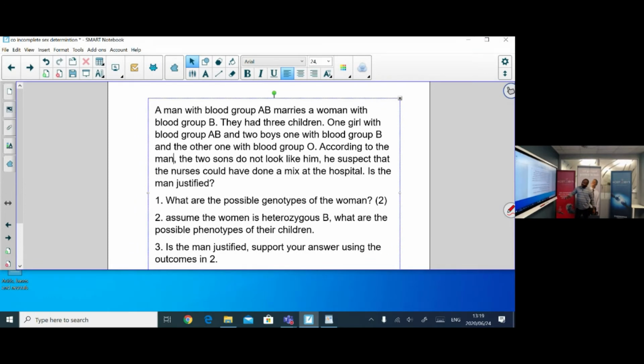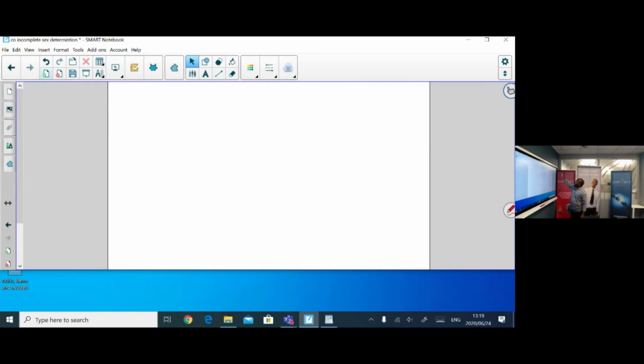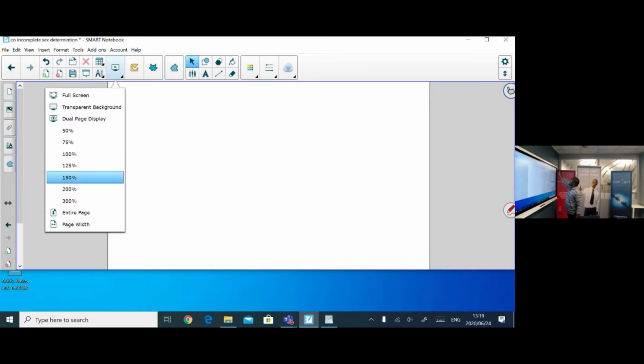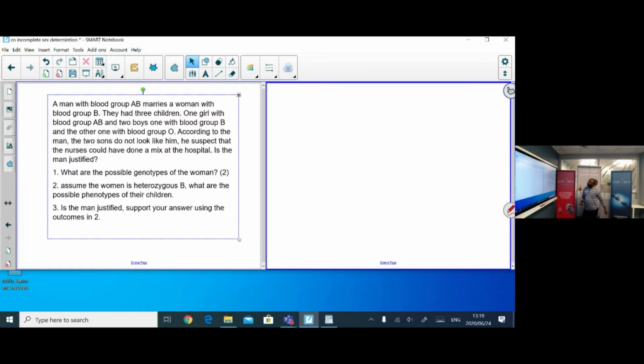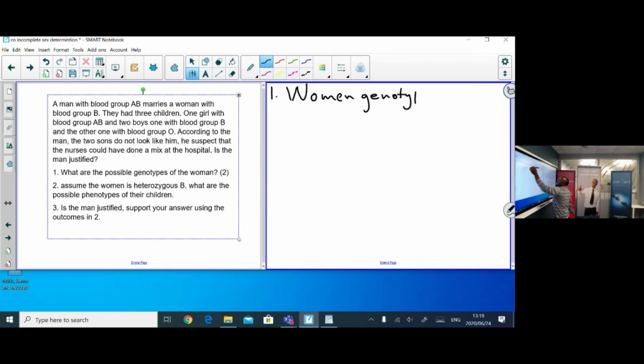Hope you see clearly. Fine. Number one says, what are the possible genotypes of the woman? So here we say woman genotype. What are the possible? Because it's more than one.